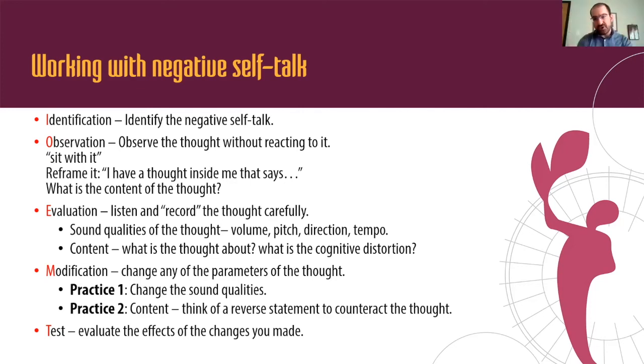This is a general scheme of how I would recommend working with negative self-talk. Again, first identify, sit with it, don't push it away. Sit with the negative self-talk, observe it, and instead of saying I am doing so and so, take a distance from it and identify this thought. I have a thought inside me that says so and so. Evaluate it and modify it in those two ways that we're going to practice right now. Okay.